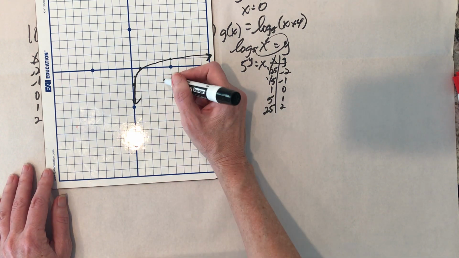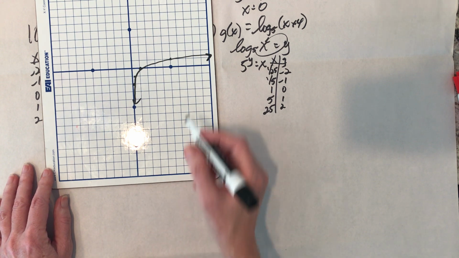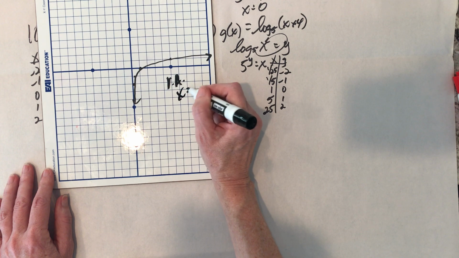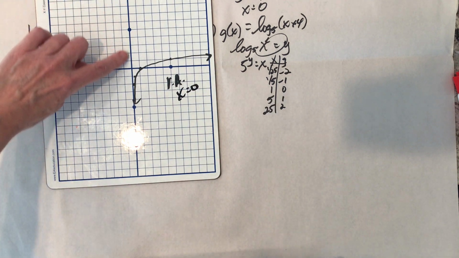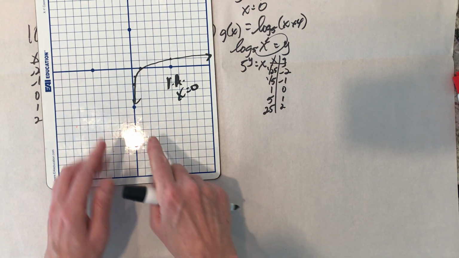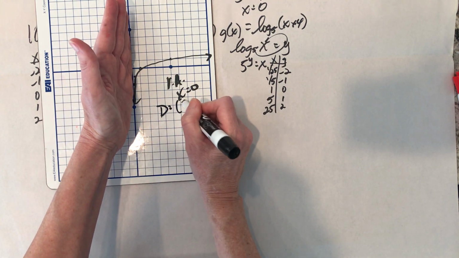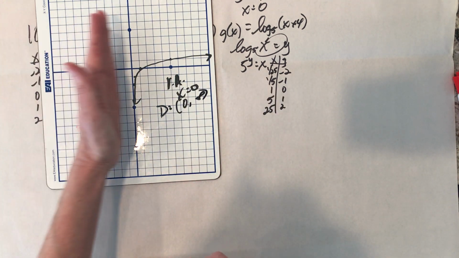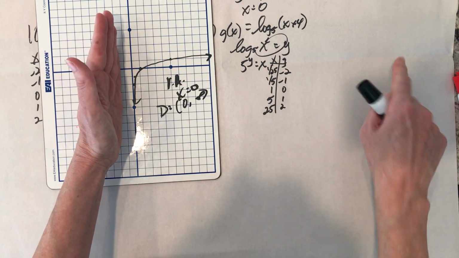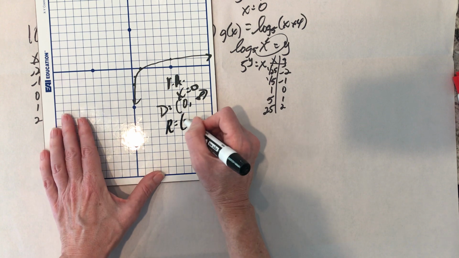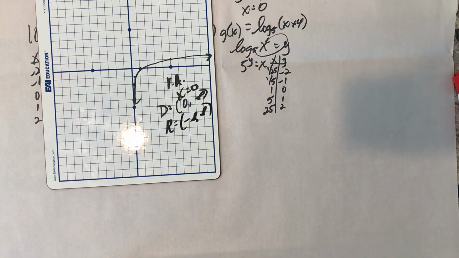Okay, this guy's got a vertical asymptote of x equals 0 running right through the y-axis. That's his vertical asymptote. The domain would be 0 to positive infinity. There's nothing of that graph over here. It goes all the way out to infinity. The range goes all the way down, so it starts at negative infinity and goes all the way to positive infinity.